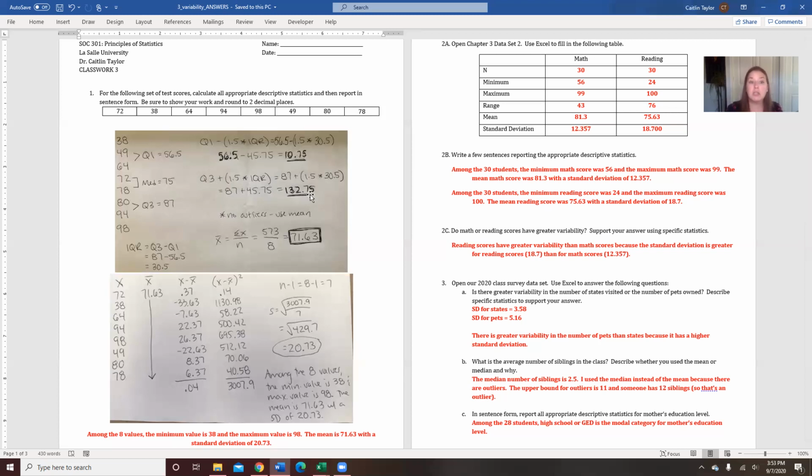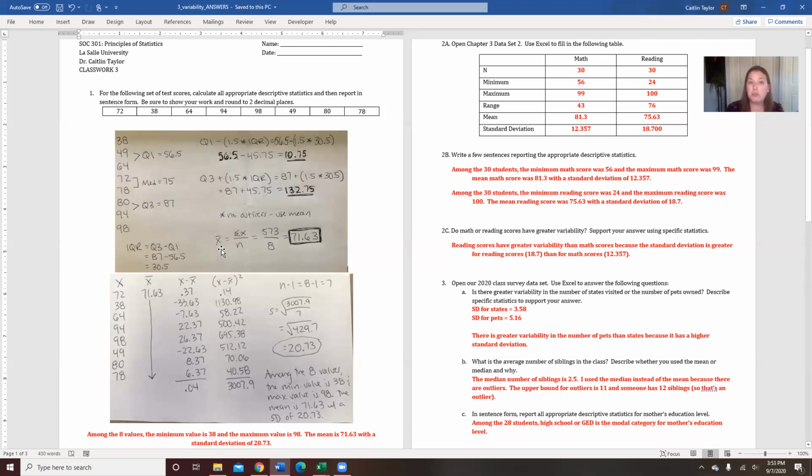So this means that any value that's less than 10.75 would be an outlier, and any value that's greater than 132.75 would be an outlier. Here we see there's nothing less than 10.75 and nothing greater than 132, so we know there are no outliers. If there are no outliers, then we use the mean.